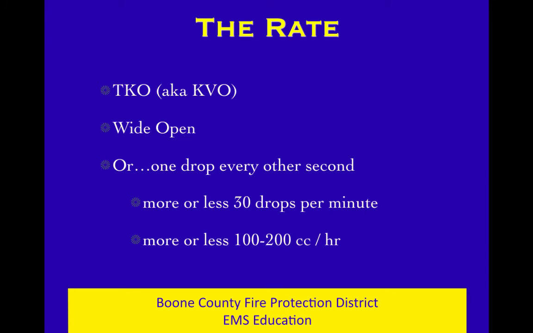So TKO is as slow as you can have it without a clot forming, and then there's wide open, the other extreme. And we think there's a happy medium there. So we talk about a drop every other second, 30 drops a minute, more or less. That'll get you around 100, 150 cc's an hour, something like that. And we'll talk about how to figure all that out.